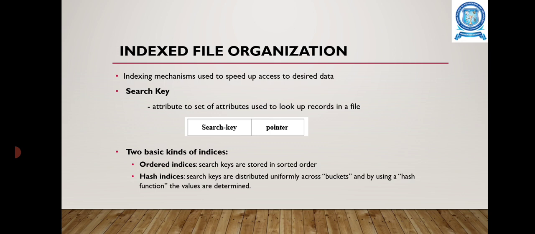Ordered indices means search keys are stored in sorted order. Hash indices mean the search keys are distributed uniformly across buckets, and the values are determined by using a hash function.